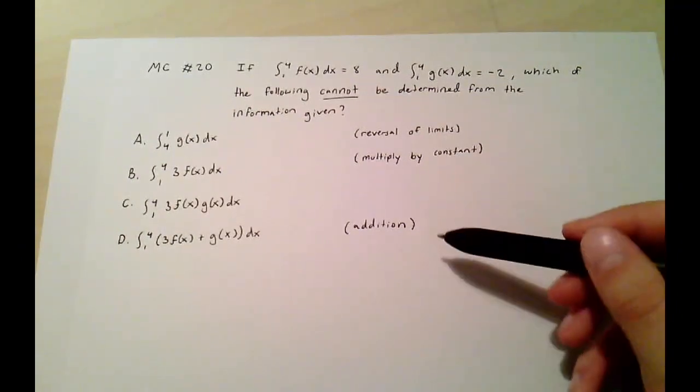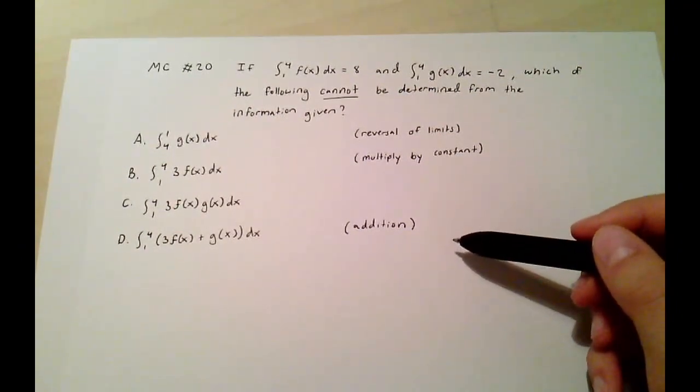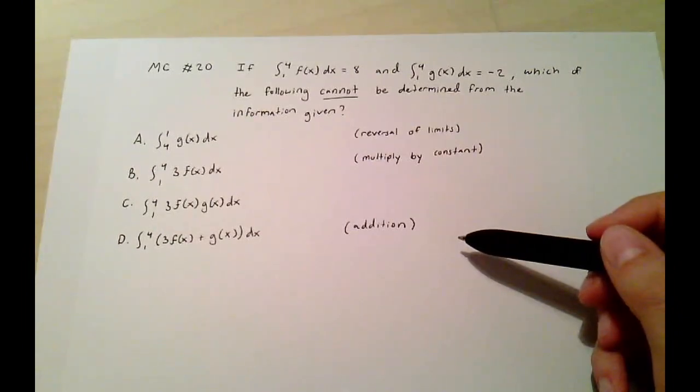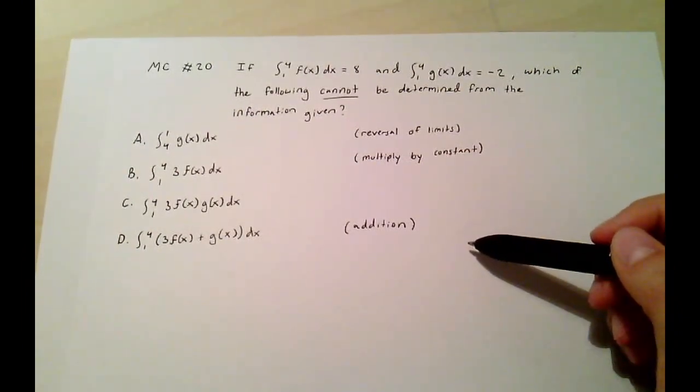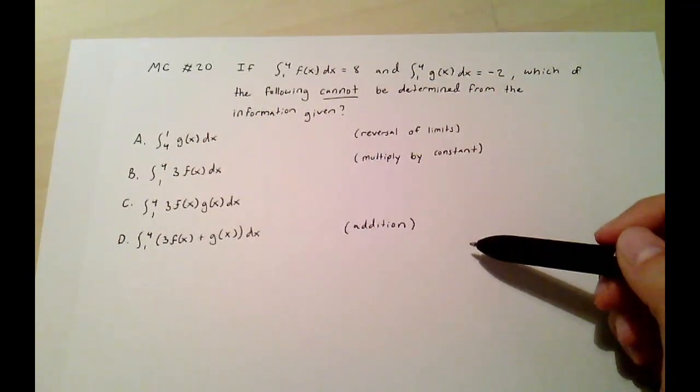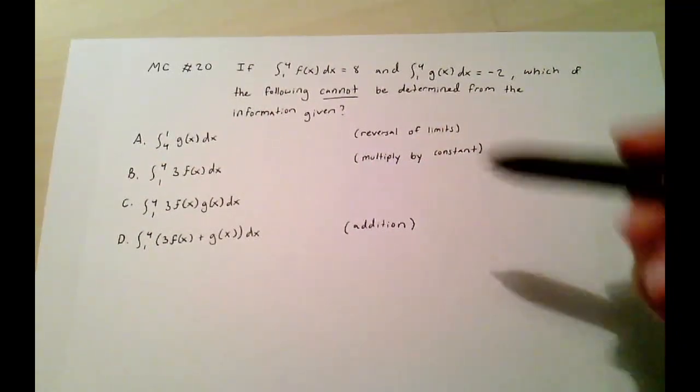Letter D shows the addition of two functions, meaning that f of x is added to g of x, and this is another property able to be done by definite integrals. And by process of elimination, there is only one answer left, meaning that C cannot be determined from the information given.